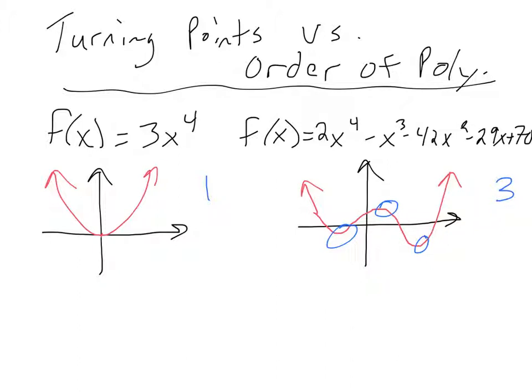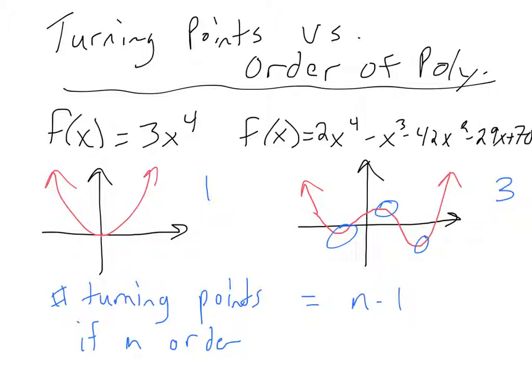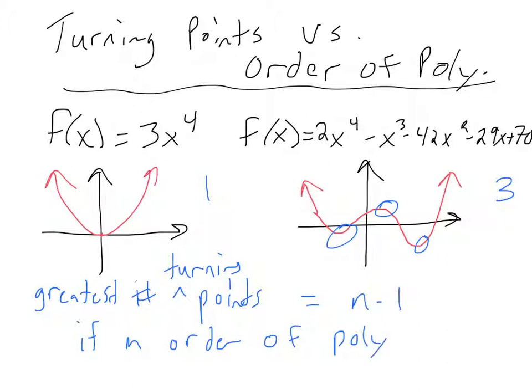And it turns out the number of turning points is not always exactly n minus 1 if n is the order of the polynomial. Let me rephrase that. The greatest number of turning points of a polynomial function is n minus 1 if n is the order of the polynomial. So what we have here is a fourth order polynomial then.